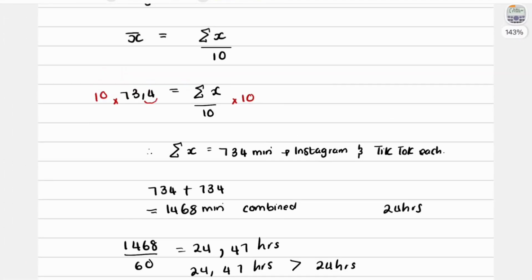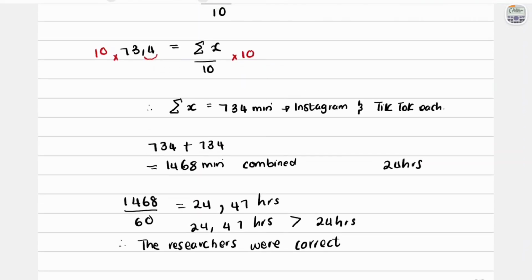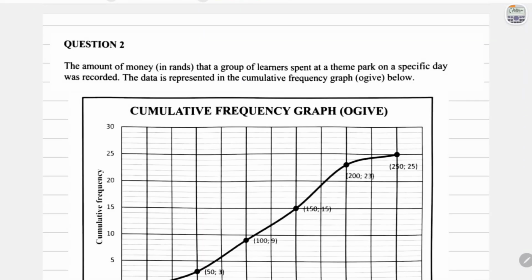Okay, so that is that question, and that was the last question for question 1, and then we move on to question 2. We are on question 2, and question 2 says, the amount of money in rands that a group of learners spent at a theme park on a specific day was recorded. The data is represented in the cumulative frequency graph, an ogive, below.